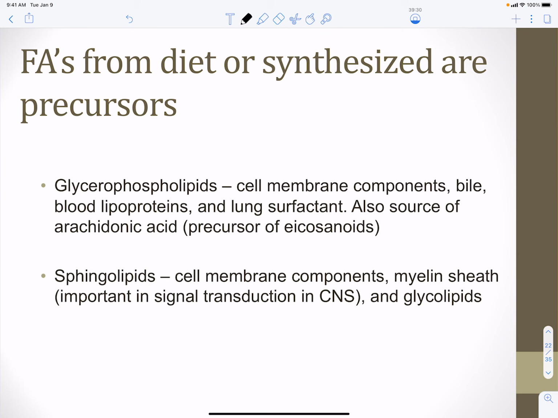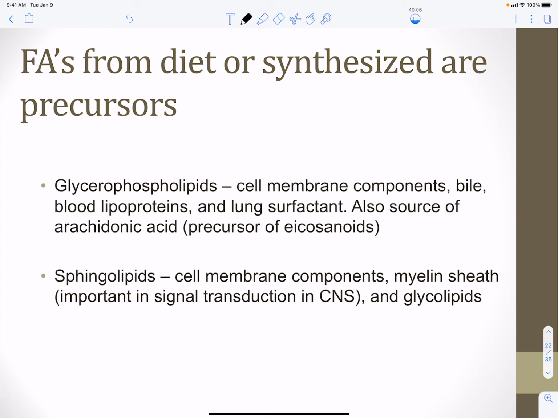Okay, so our fatty acids are either going to come from our diet or we're going to make them. We, again, are going to discuss different glycerol phospholipids, which, as I mentioned before, are very important not only as part of your membrane, but also as signaling. There are some that are going to be important for different compounds, such as lung surfactant. And arachidonic acid is going to be usually in that position C2, and it is a precursor for some very important pro-inflammatory and anti-inflammatory compounds, or eicosanoids.